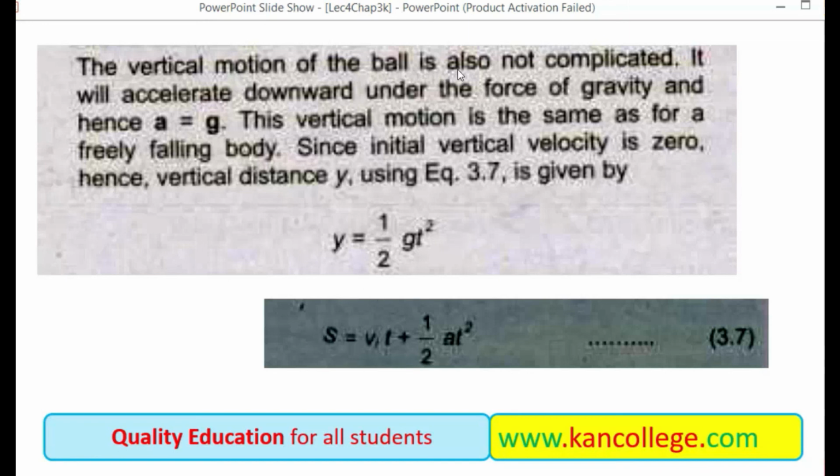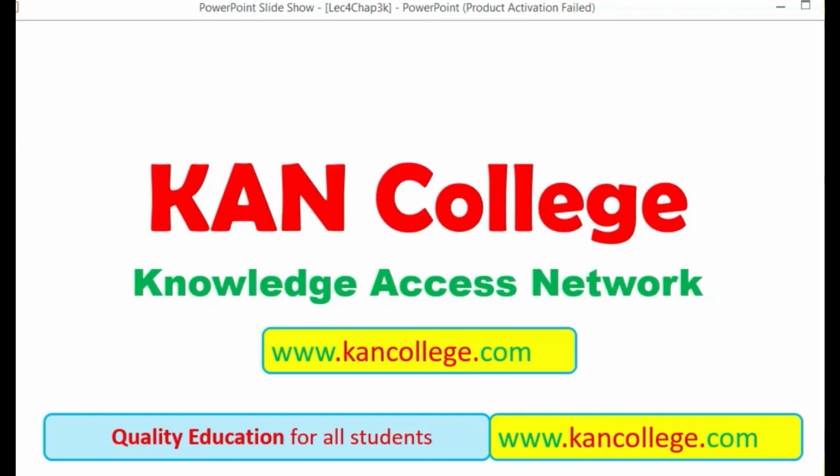The vertical motion of the ball is not complicated. It will accelerate downward under the force of gravity, and hence a is equal to g. This vertical motion is the same as for the freely falling body, since the initial vertical velocity is 0. The vertical distance y, using equation 3.7, becomes equal to half g t squared, as the initial velocity is 0 and the acceleration is equal to g.